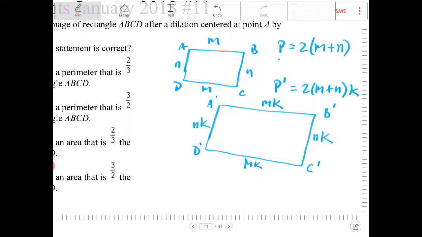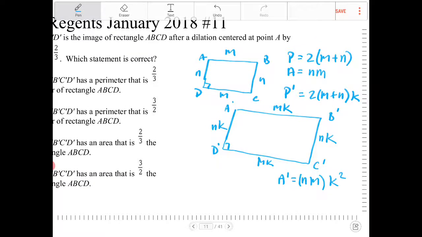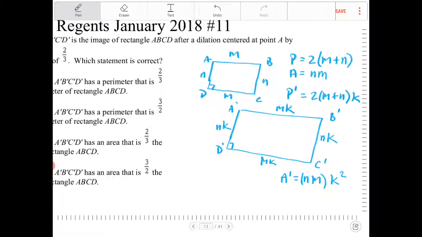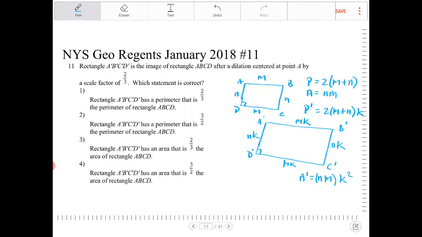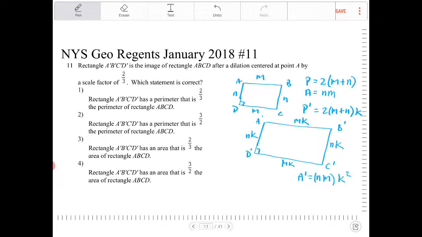And then something could be said about, let's say, the area. If I'm dealing with a rectangle here, the area of the old rectangle will be N times M, right? And then the area of the new rectangle will be N times M times K squared. So the area of the image is going to be the area of the old image multiplied by K squared. So let's take a look at some of the options here, whether or not it satisfies any of the descriptions that I just made.